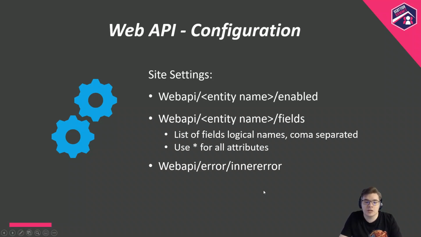Last but certainly not least is the Web API inner error site setting. This one allows you to show on the portal the inner error of what exactly happened, which greatly improves traceability of the error and helps you as a developer to fix it faster.